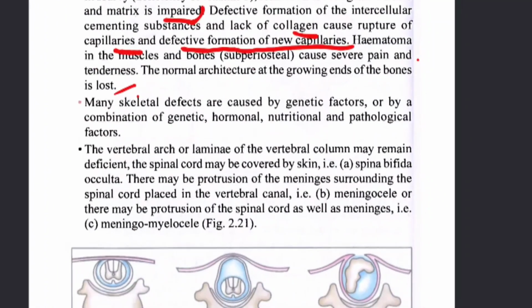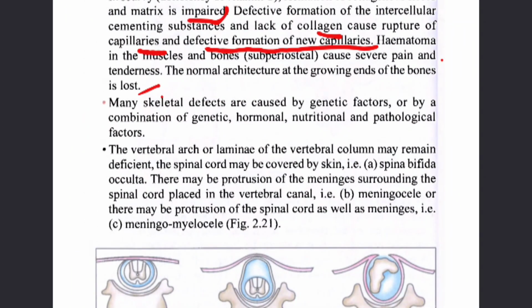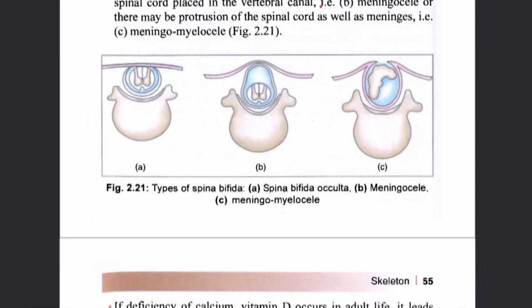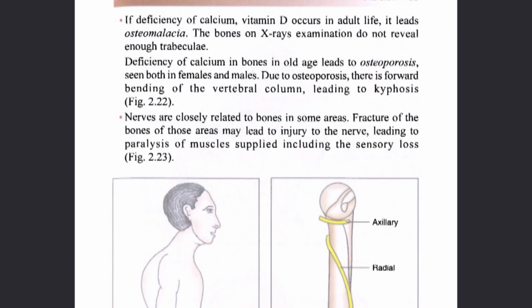Okay, then many skeletal defects are caused by genetic factors or by a combination of genetic, hormonal, nutritional and pathological factors. The vertebral arch or lamina of the vertebral column may remain deficient. The spinal cord may be covered by skin, spina bifida. There may be a protrusion of the meninges surrounding the spinal cord placed in the vertebra. We will study these things after. It is a little bit high level for you now. We will study in different regional anatomy.